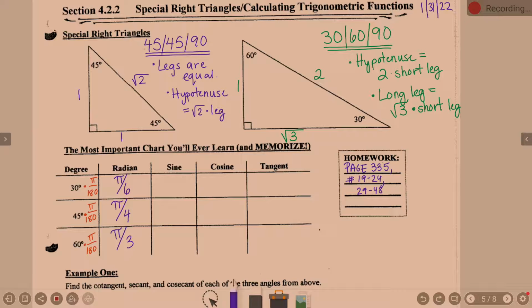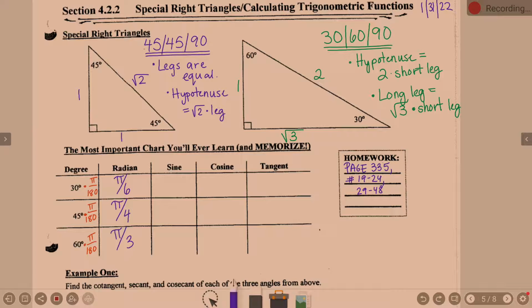Okay. You can always convert those. My recommendation, though, is memorize. Just work on memorizing them flat out. Now, the rest of this chart, we're going to look at how to fill it in. Again, fully encourage memorizing.